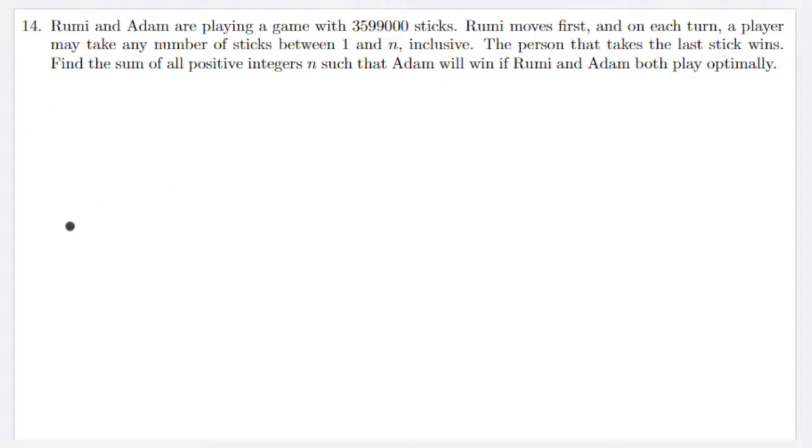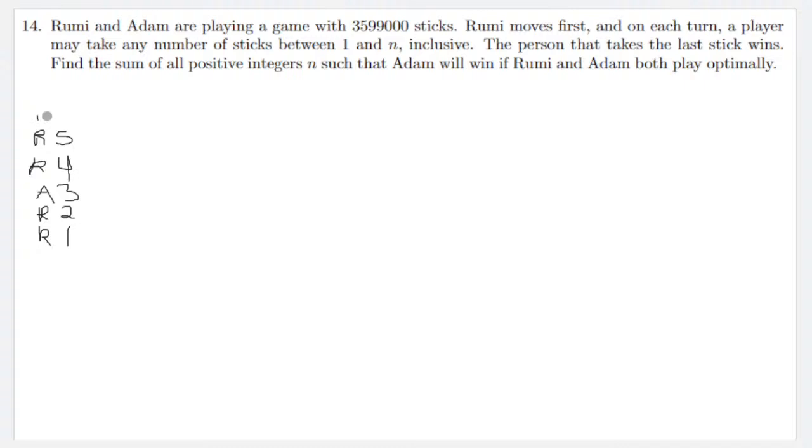So who wins? Well, if there's 1 stick or 2 sticks, the first person wins. So Rumi wins. Rumi will win here. Well, if there's 3 sticks, Rumi has to move, and then it'll go to either 1 or 2. She cannot take all of them at once, and she'll leave enough for Adam to take on his next turn. So Adam will definitively win here. If there's 4 sticks, Rumi can say, well, I'll just take 1 to leave 3. Now Adam is stuck, he can only take 1 or 2. So now Rumi can take the remainder after that. And this is the same for 5.